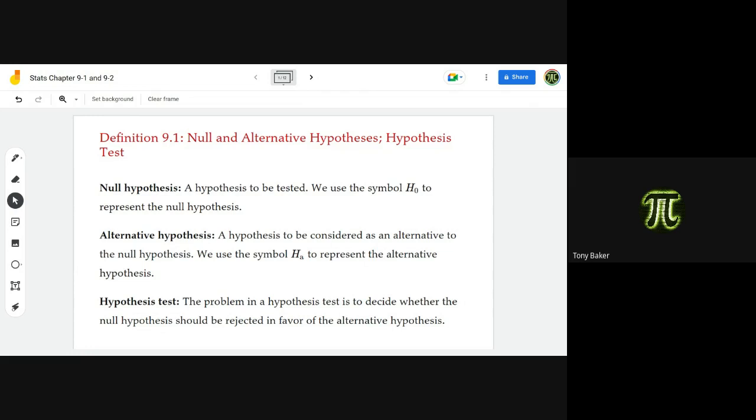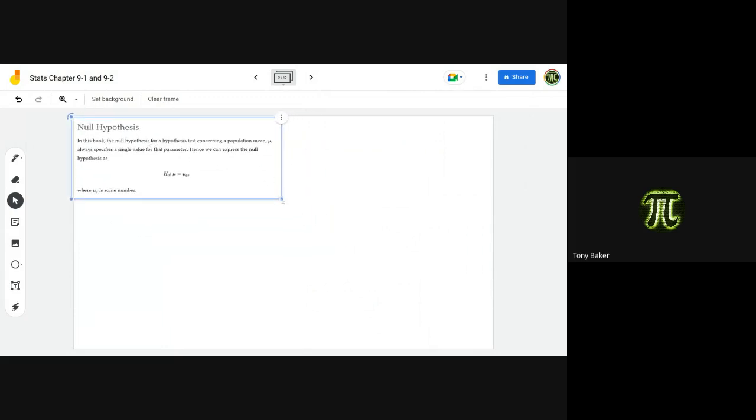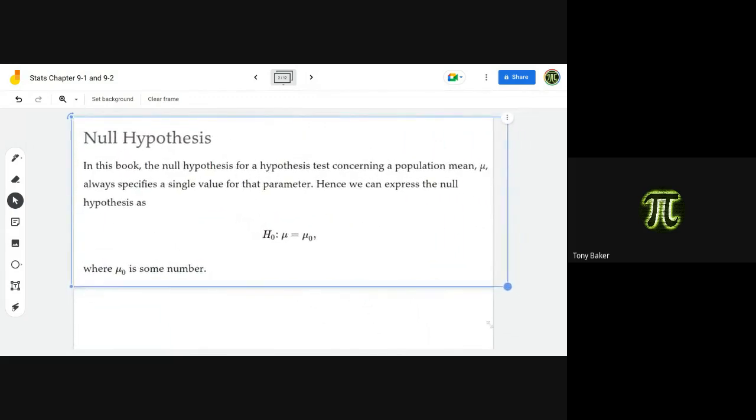First, though, we have to come up with some vocabulary, which is very important. We have 2 different types of hypotheses that we're going to look at. We're going to have the null hypothesis and the alternative hypothesis. So the null hypothesis is really what's the original mean of the problem.